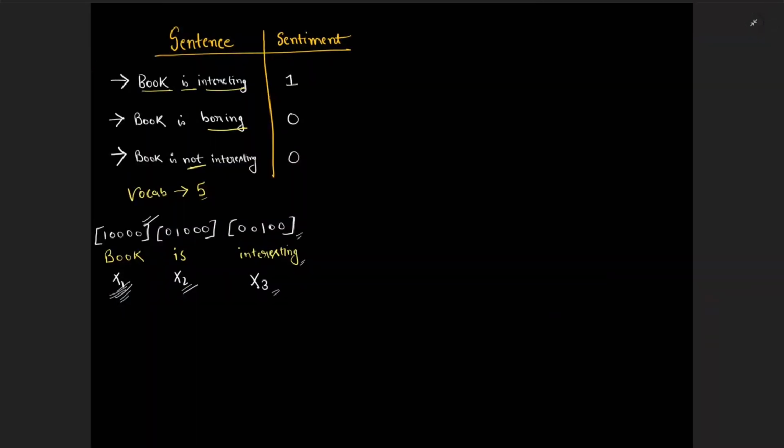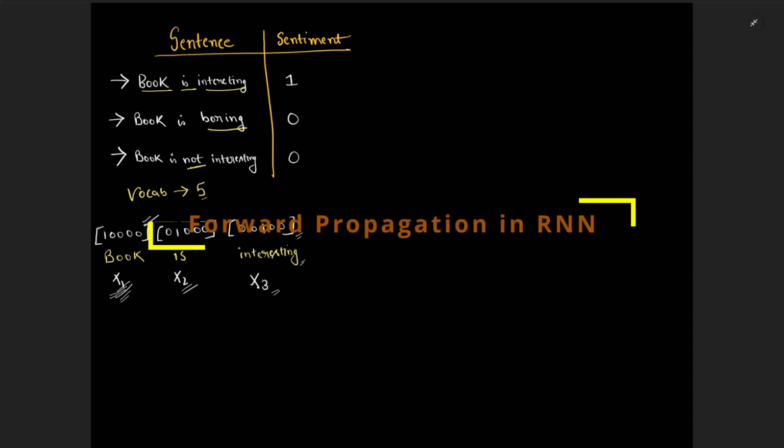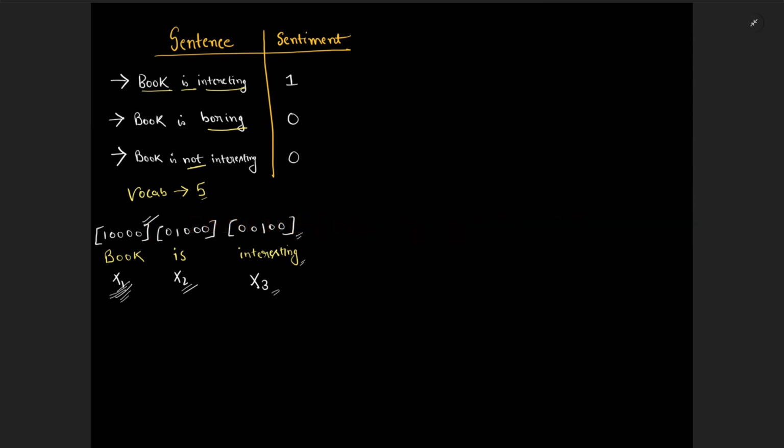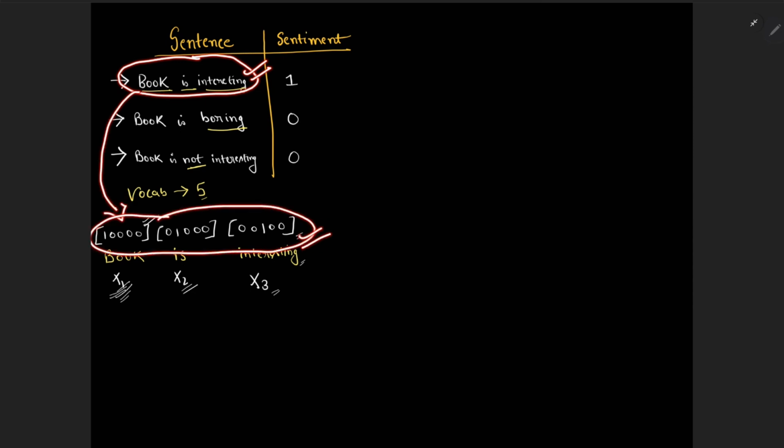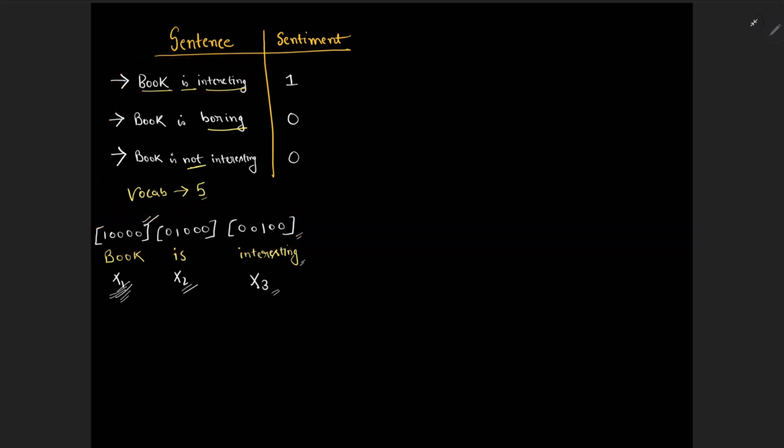Now, let's move on to the main part of this video, which is forward propagation in RNN. To understand this, we are going to take the same sentiment analysis example. That is, we're going to pass this input, this sentence, or the vector representation of a sentence, which is this one, as an input to our RNN, and we're expecting this output.